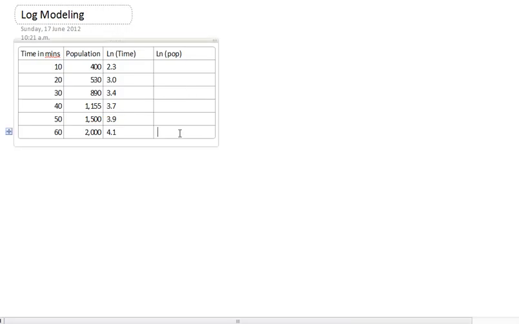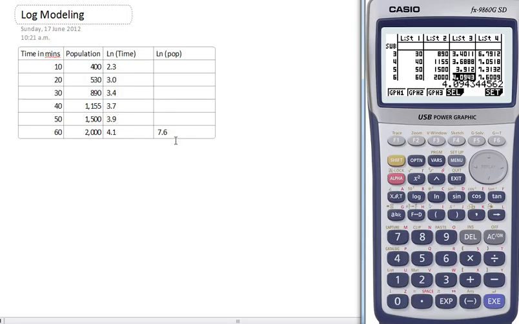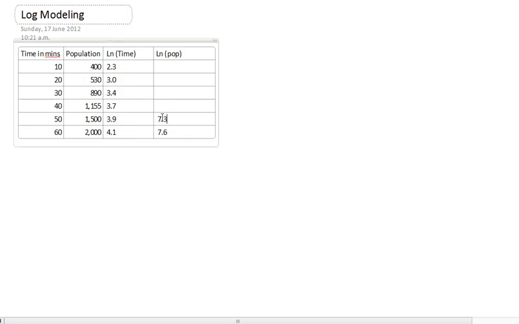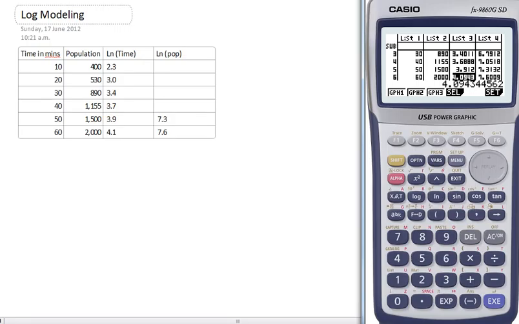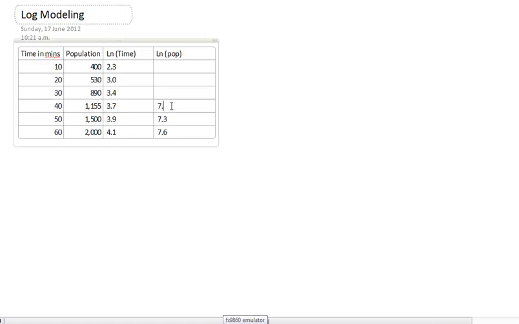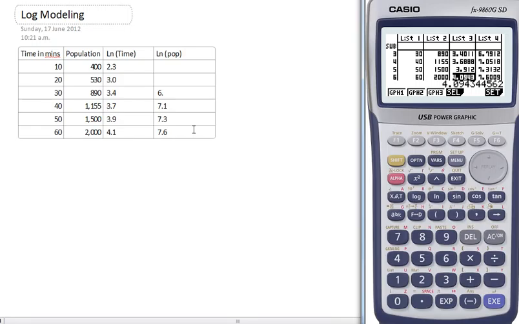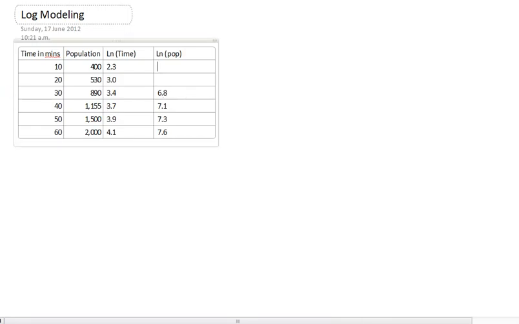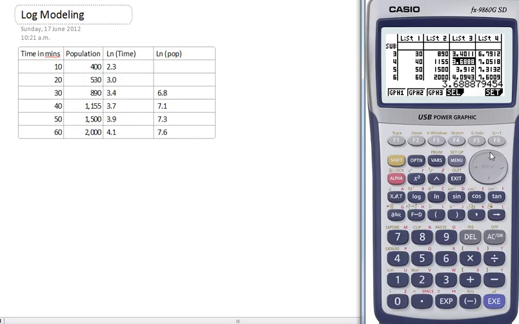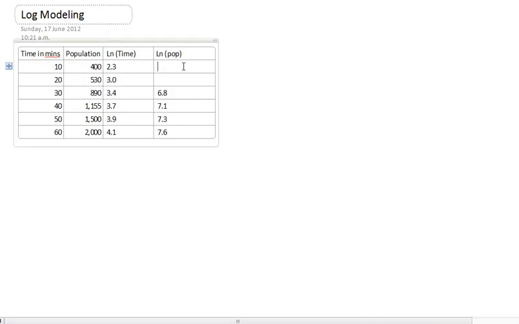Okay, 7.6, 7.3, 7.1, 6 point something or other, 6.8. Let's go back up to the top of that one. So that was 6.0 and 6.3. That should be a 0. So there you go, I've got my ln.